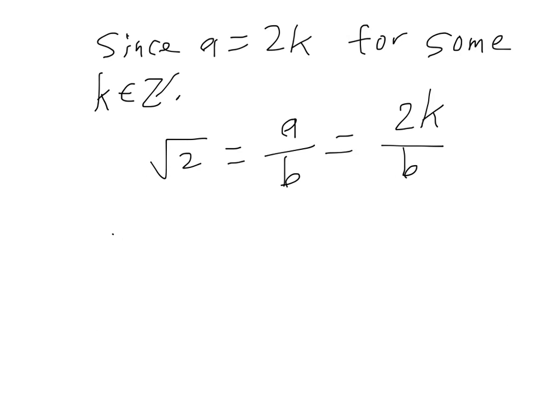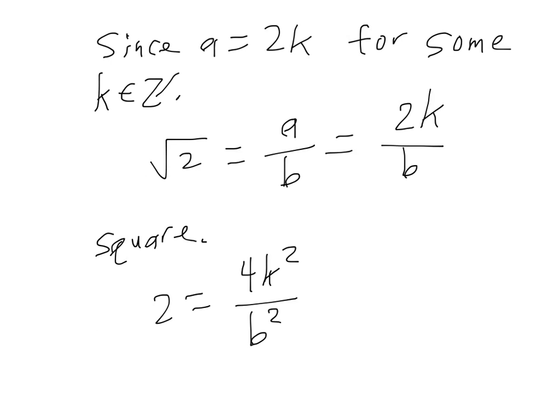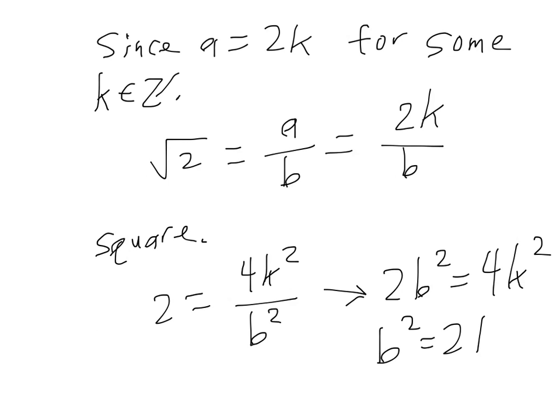And again, what we're going to do is square both sides. When we square both sides, we'll see that 2 is equal to 4k squared over b squared. This can be rewritten to say 2b squared equals 4k squared. And dividing both sides by 2 yields b squared equals 2k squared.